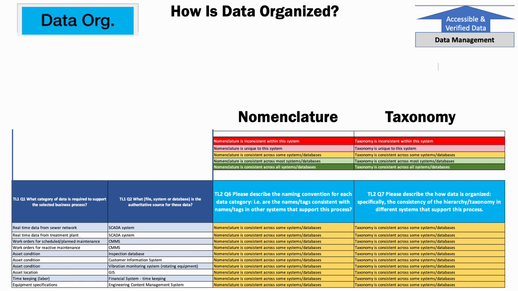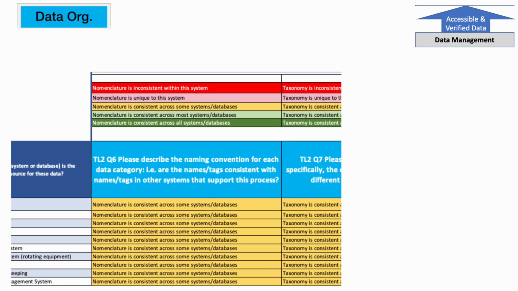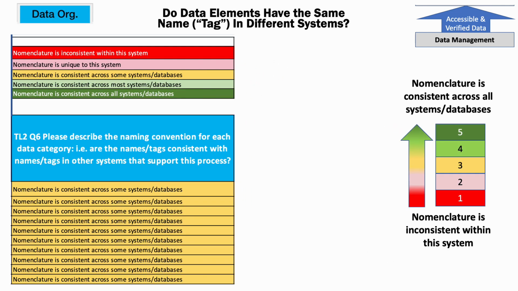The next component of data quality is data organization. These questions examine 2 aspects of data organization for each of the data categories: the consistency of nomenclature and taxonomy. This column captures information about the consistency of nomenclature.